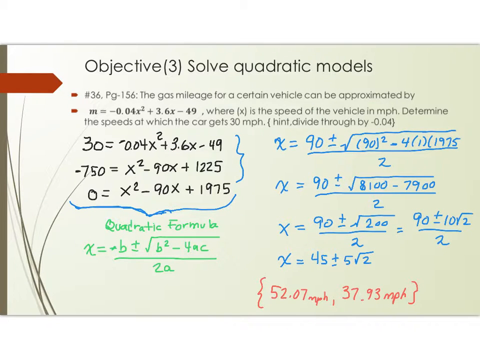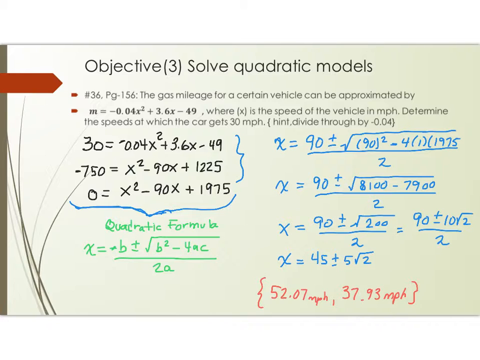So our third objective is to solve quadratic models. This is problem number 36 on page 156. The gas mileage for a certain vehicle can be approximated by m is equal to a negative 0.04x squared plus 3.6x minus 49, where x is the speed of the vehicle in miles per hour. Determine the speeds at which the car gets 30 miles per gallon.